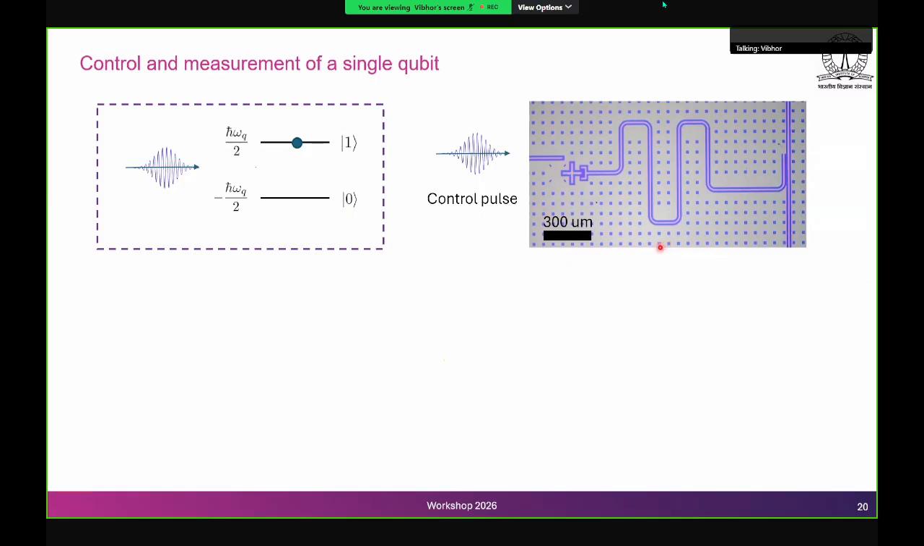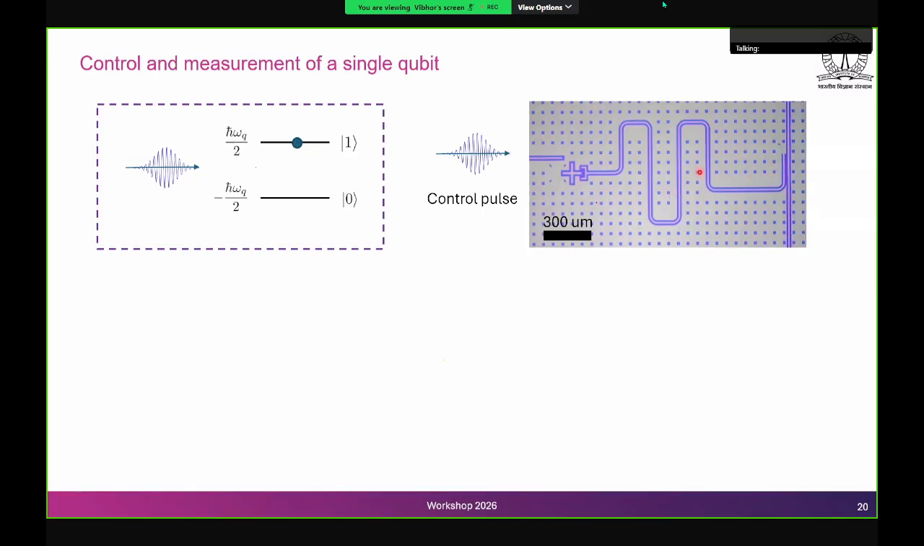Now there are different ways you can look at it. The abstract way of looking at it is that you have a two-level system. You can label them as 0 and 1. They have two energies, minus h bar omega q by 2 and plus h bar omega q by 2, so that this transition frequency is omega q. Yeah, h bar, or this energy is h bar omega q. Okay, so that's one way. And then if you want to control this, we can shine a microwave pulse and calibrate its amplitude and duration in such a way that it takes you from 0 to the 1 excited. That's one way to think about it.